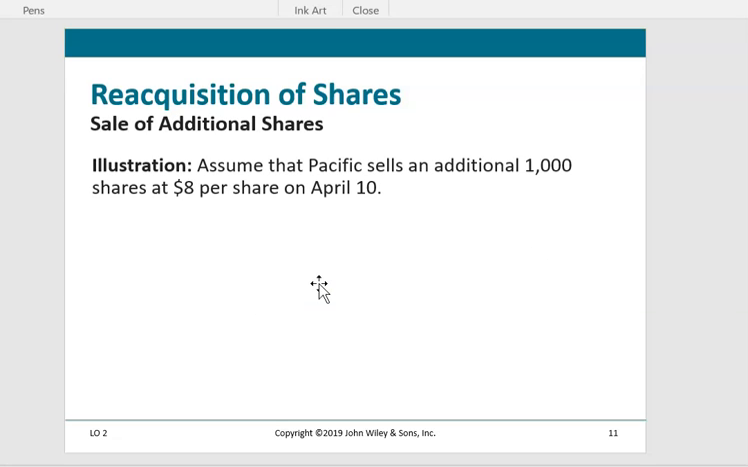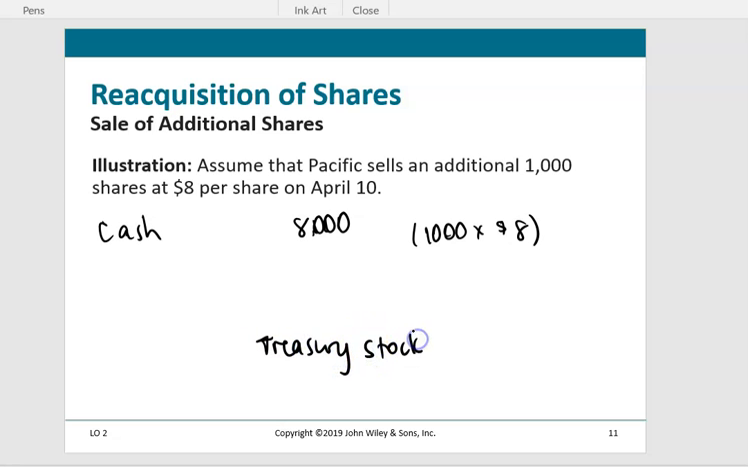Let's look at another example. Assume that Pacific sells an additional 1,000 shares at $8 per share on April 10th. Once again, we're getting cash. An additional 1,000 shares at $8, so we get $8,000 cash. And remember that we purchased these shares at a cost of $11 to us when we bought them from the investors. Our treasury stock account, we account for them at cost. So we're going to decrease treasury stock to increase stockholders' equity. 1,000 shares times the initial $11 cost of initially buying those shares.